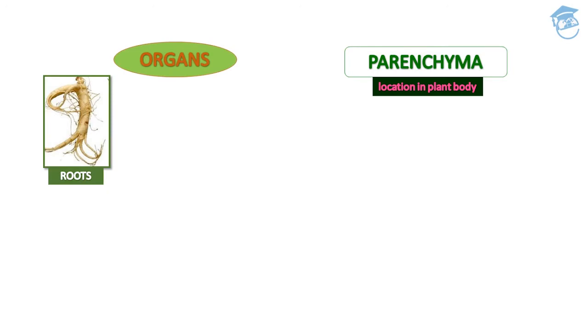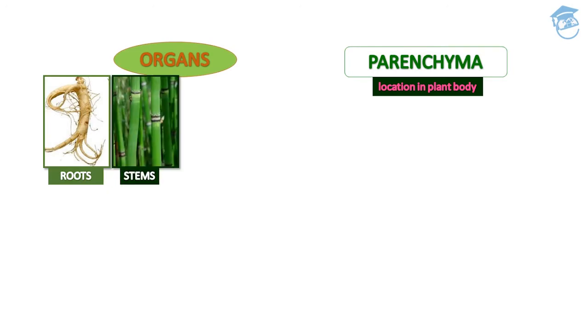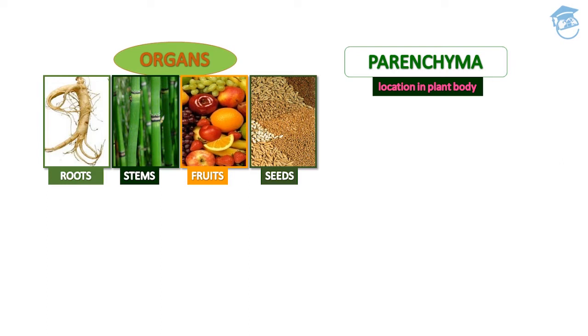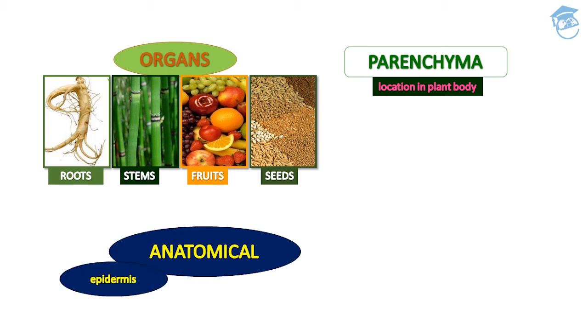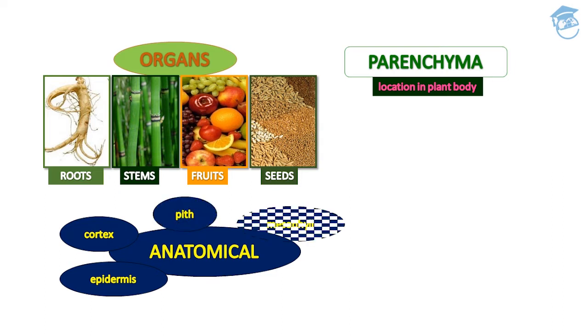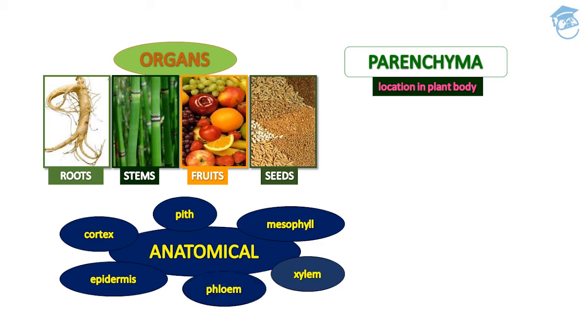Organs such as plant roots, plant stem, plant fruits and plant seeds are the organs where parenchyma is present. Anatomically, it is present in the epidermis, which is the outermost layer, the cortex, which is ground tissue, the pith, which is another ground tissue, the mesophyll, present in the leaves, the xylem, the conducting tissue that carries water from one place to another in the plant body, and the phloem, that conducts food material, specifically sugar, from the leaf to the other parts of the body. So anatomically, in these places parenchyma is present.